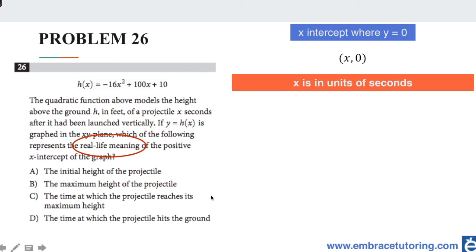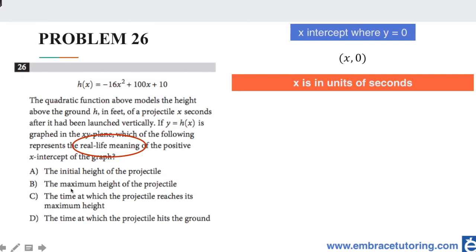And your answer choices here say the initial height of the projectile, the maximum height, the time at which the projectile reaches its maximum height, and the time at which the projectile hits the ground. Because we're referring to x and it's in units of seconds, C and D are immediately part of the chosen answer choices.